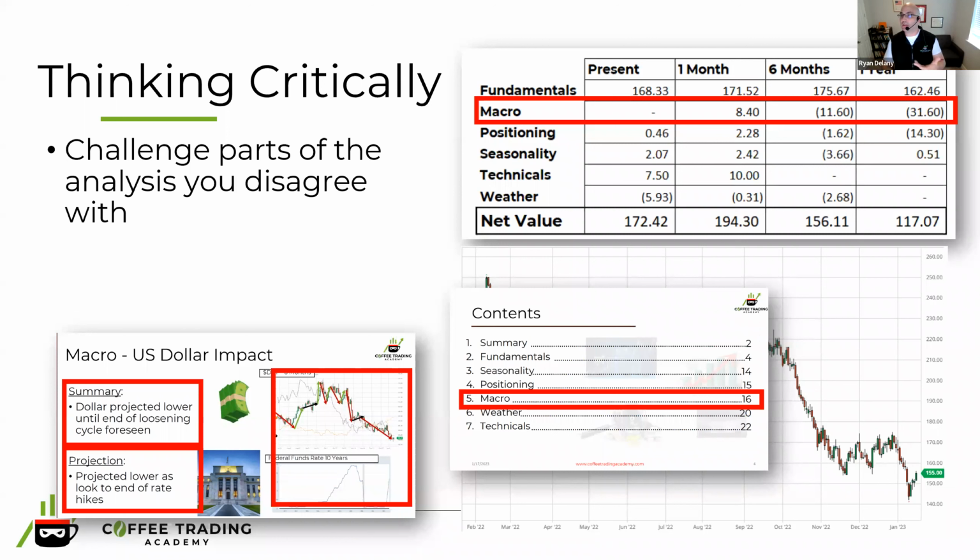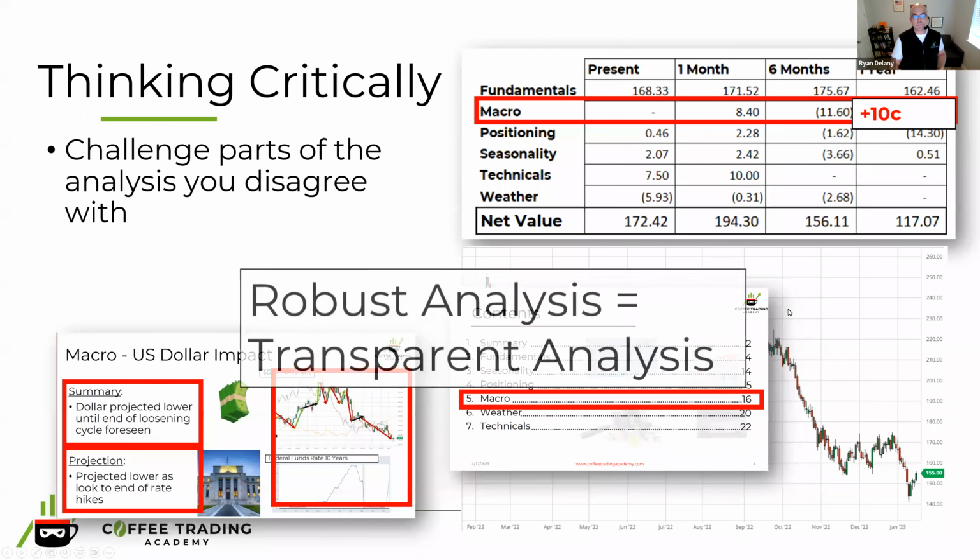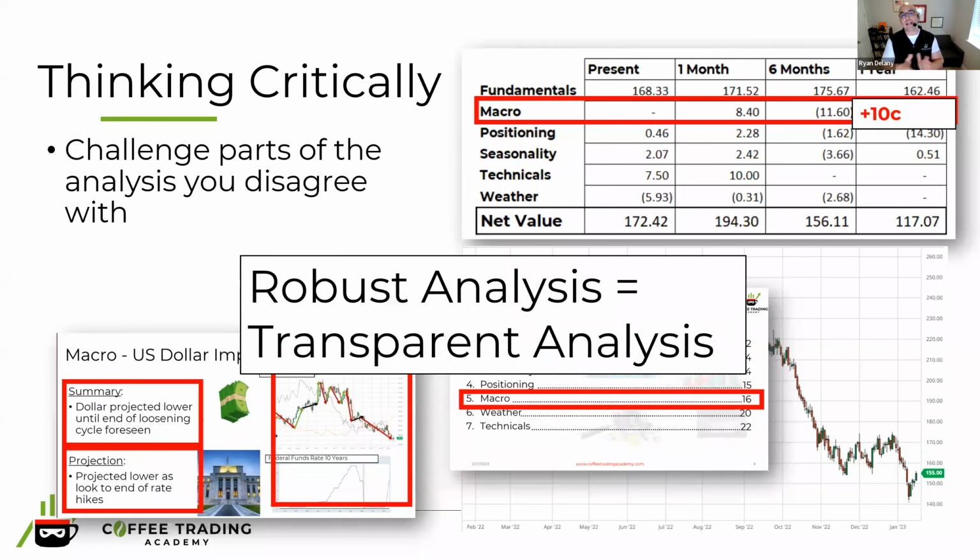And if you wanted, you could check out the pros, the email that had a bit more context, information on why we had that particular view. And perhaps you disagreed with that. Maybe you said, you know what, I don't think that's correct. Maybe you're bearish the US dollar at that time, and you think there's going to be a bullish impact on coffee. So you can literally just cross out that line and write in your own estimation there. And that's why we believe that a robust analysis is transparent analysis. And that's why we put everything in this table here. So it's very clean and clear and obvious exactly what we believe, to what degree, and we support that with why.